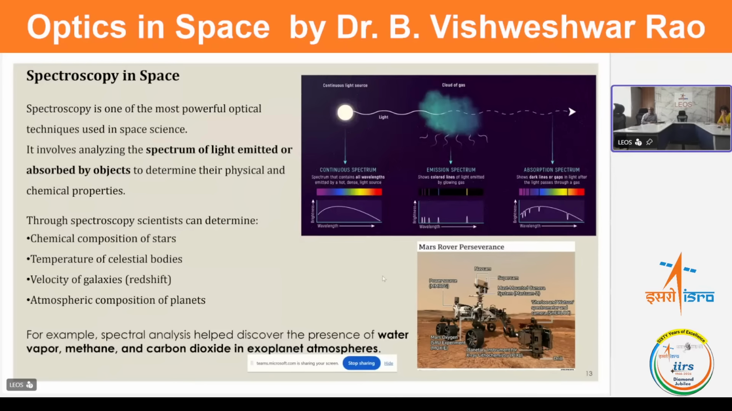Even recently, the Mars rover and our Chandrayaan-3 had optical instruments which detected manganese and other chemical compositions of the lunar surface. Using these instruments, we can detect the spectral features of the lunar surface, and we can also look at exoplanet atmospheres.